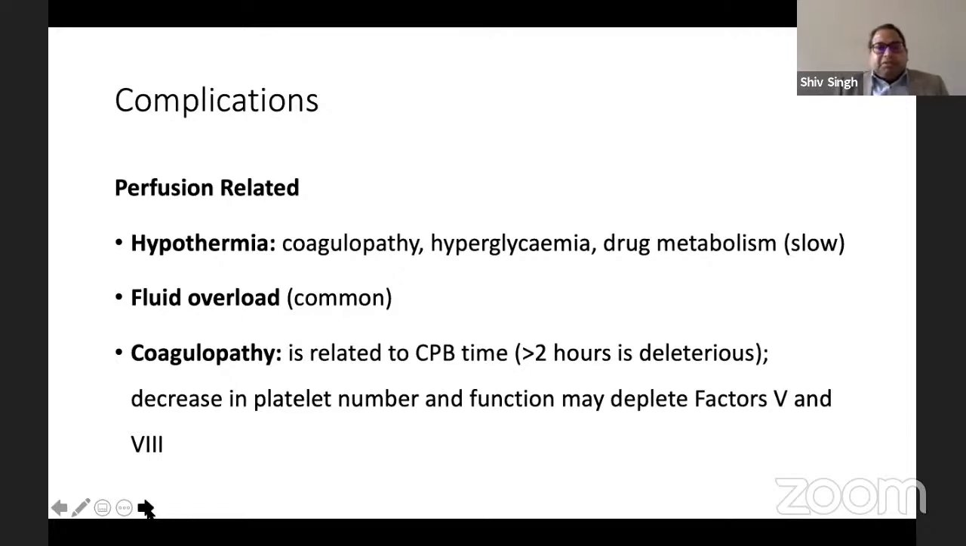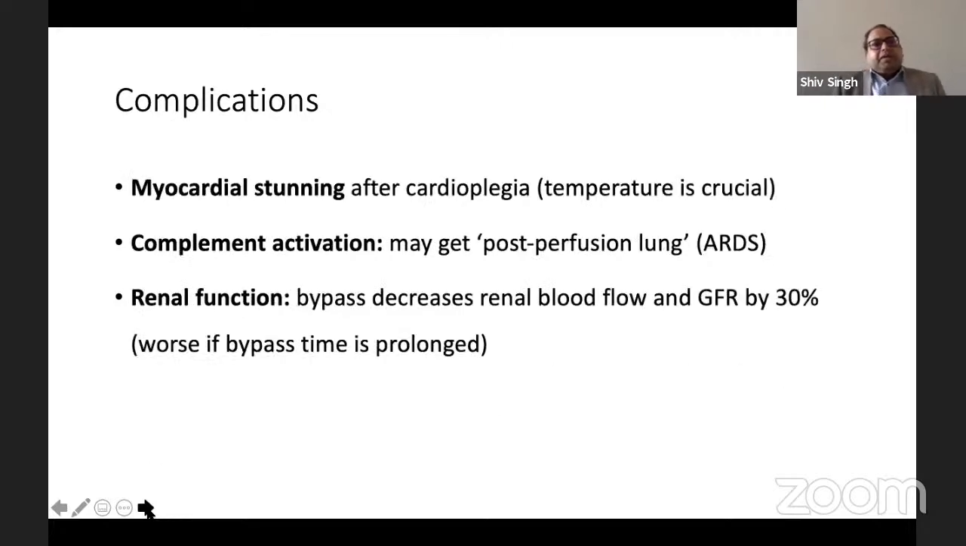Coagulopathy is possible. This can happen because of complement activation, but it can also happen because of a decrease in platelet numbers and depletion of factors 5 and 8. This is seen when the cardiopulmonary bypass is more than 2 hours. Then there can be myocardial stunning after cardioplegia, and that's why it's important to have cold cardioplegia.